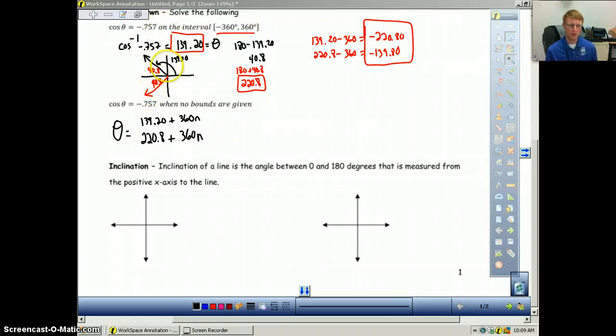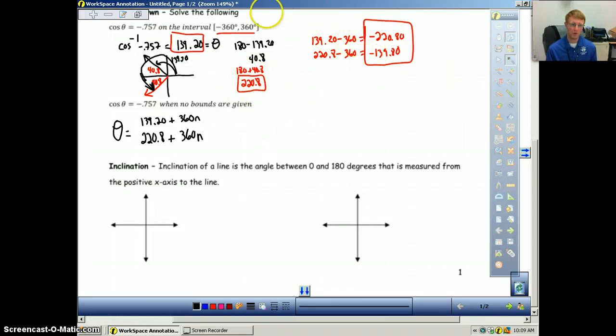So what we would do then is figure out what our reference angle is here, which is 180 minus 139.20, which equals 40.8. So if our reference angle here is 40.8, then the reference angle for our other answer has to be exactly the same thing. It still has to be 40.8. So to figure out the total number of degrees, we would do 180 plus 40.8 to get 220.8. So the second answer is 220.8.